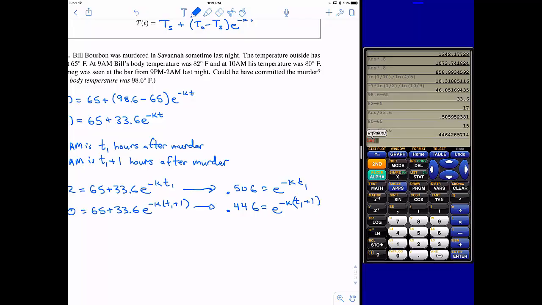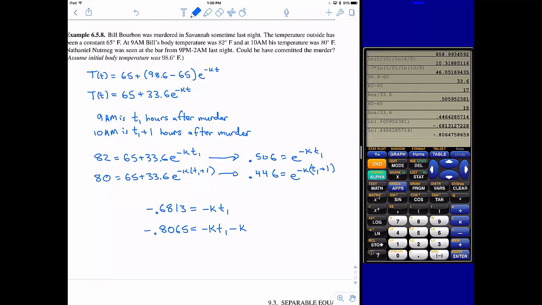And now I'm going to apply a natural log to both sides. So the natural log of 0.506 is going to be this negative 0.613. And when I apply a natural log to the right-hand side, these cancel out, and I just get negative k T1. Do the same thing to the second equation. So the natural log of 0.446 looks like negative 0.8065. And then I'm going to go ahead and distribute that negative k. So this is going to be negative k T1 minus k.